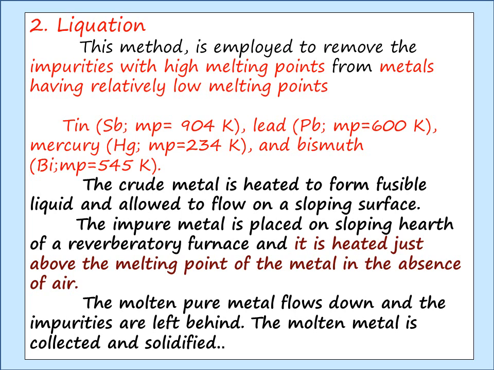For example, if you consider tin and lead, tin has a high melting point of 904 Kelvin whereas lead has 600 Kelvin. So lead can be easily removed from tin. In the same way, mercury and bismuth: bismuth has a high melting point, so bismuth can be removed from mercury.